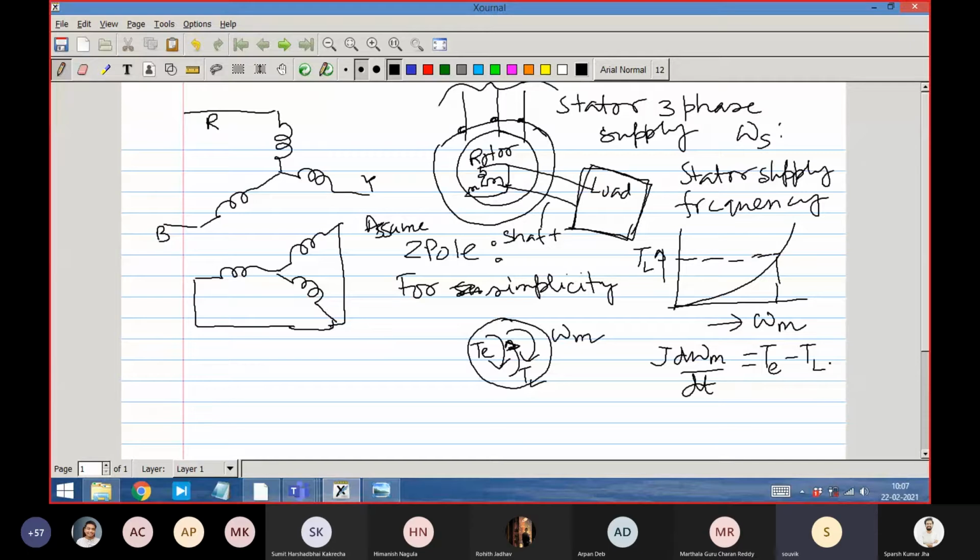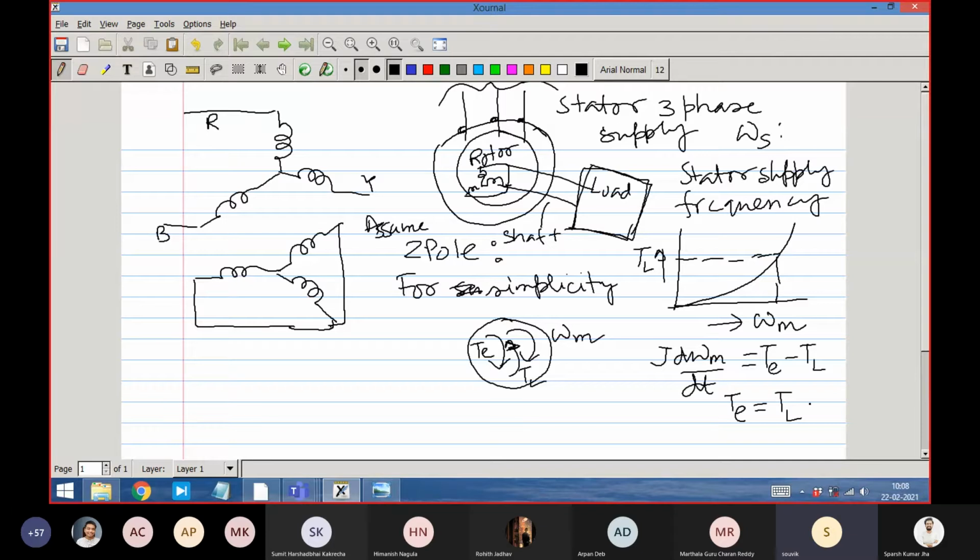So you can easily understand under steady state. Under steady state means d omega_m by dt is equal to 0. T electromagnetic torque is equal to T load torque. This is what nature will be doing eventually.